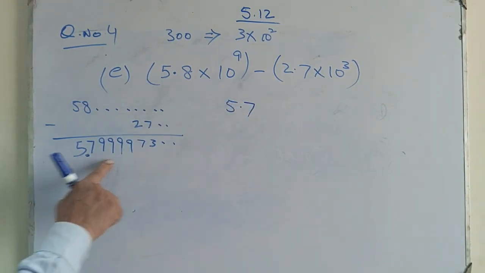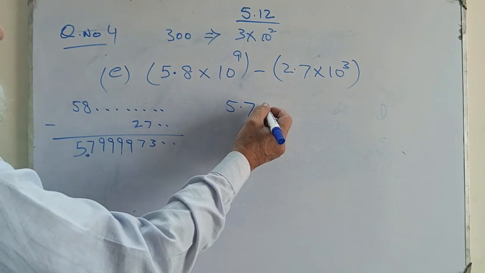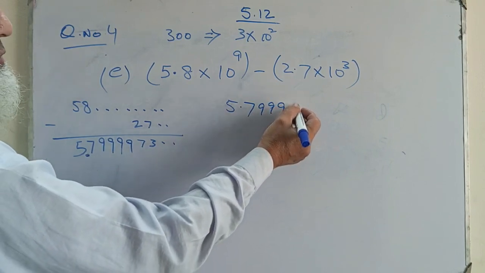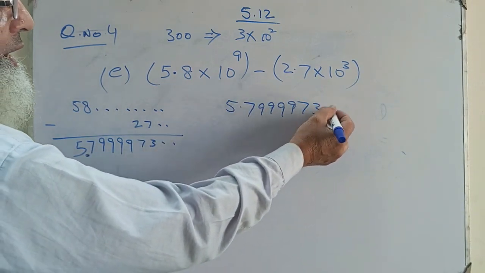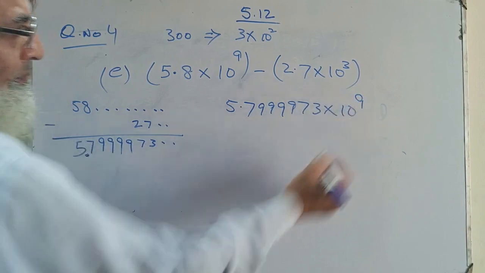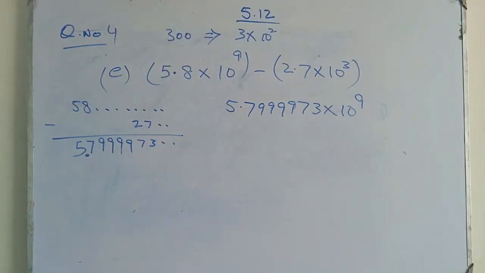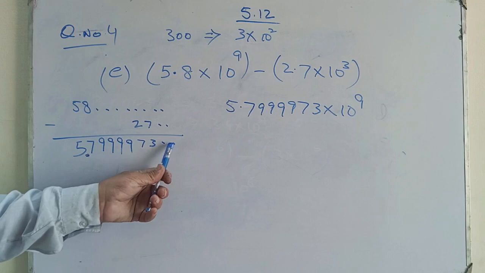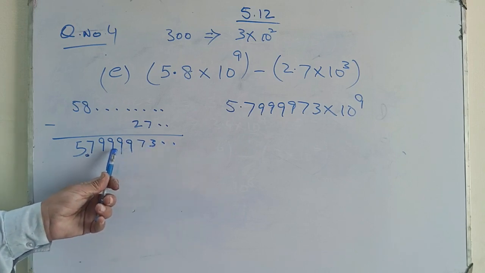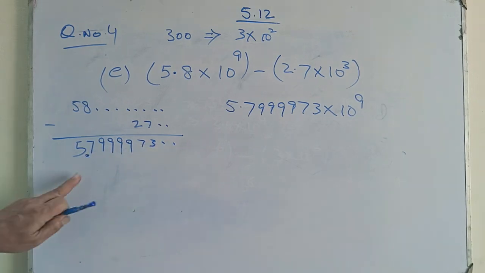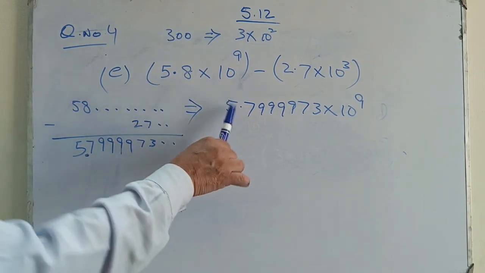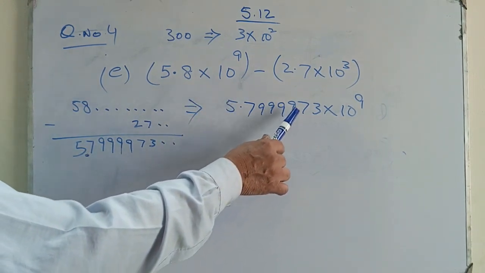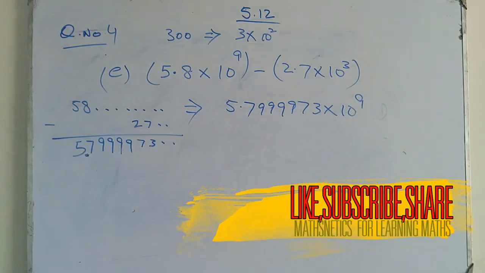You have to write all the things whatsoever are written here: 4 nines, then 7, then 3. And then 10 raised to power 9. Count it again, 1, 2, 3, 4, 5, 6, 7, 8, 9, up to the point which we have placed. So it will become 5.7999973 into 10 raised to power 9.